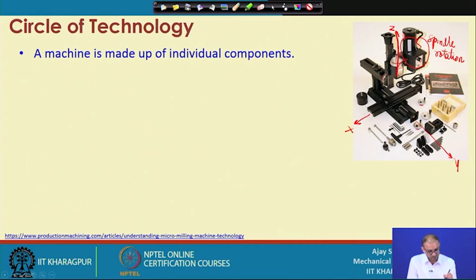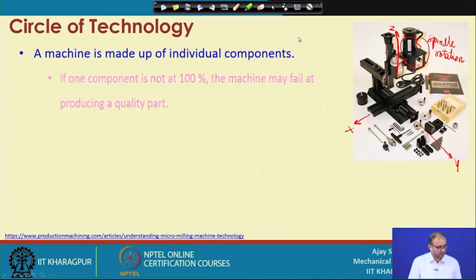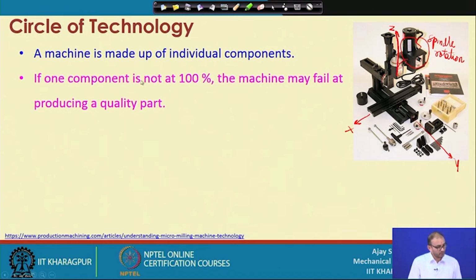Correct. Then for moving of this, you have to assemble all the components, and then only you can operate the machine. So, it has many different components, and that will create a problem in getting the required result, because these are all joint parts. So, if one component is not at 100%, the machine may fail at producing quality parts. Now, you consider that everything is working fine, but the z axis of the spindle is not up to the mark.